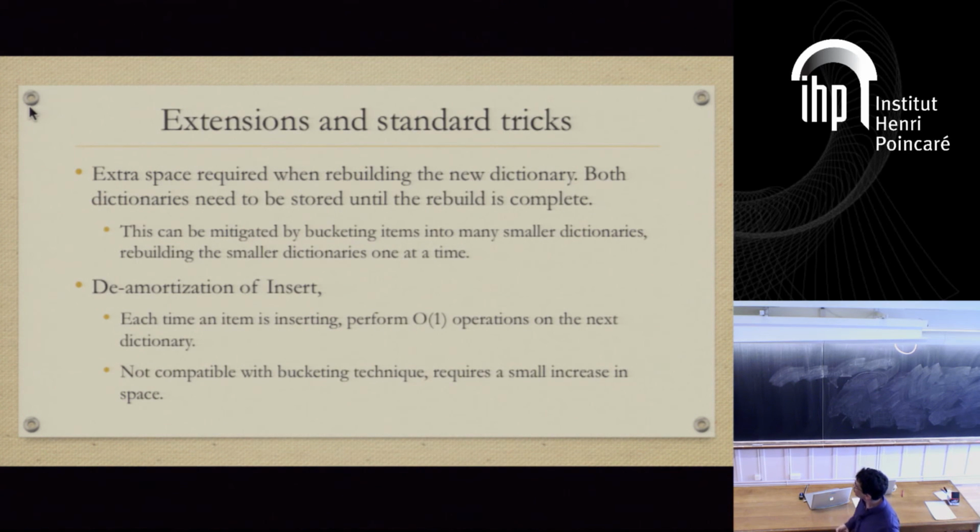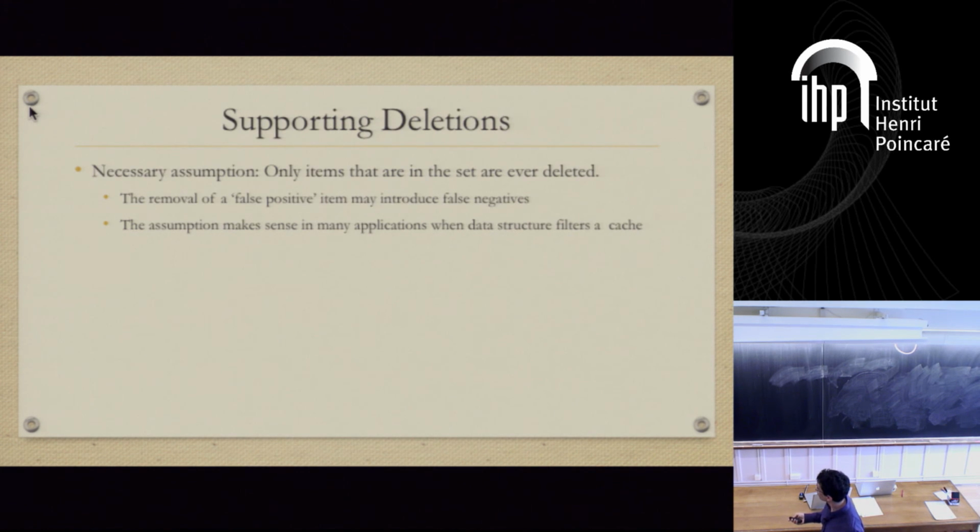Five minutes, okay. So I'm not sure I even want to take these five minutes. There are these extensions and standard tricks that you can do. When you rebuild, you have to store both of them simultaneously, and we're claiming a lower bound on space, so we are doubling the space. Can we avoid that? Well, yes, you can avoid it by bucketing and sharding and standard techniques that are not interesting, honestly.